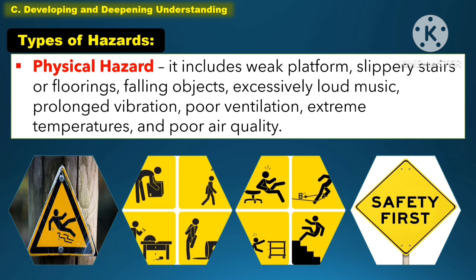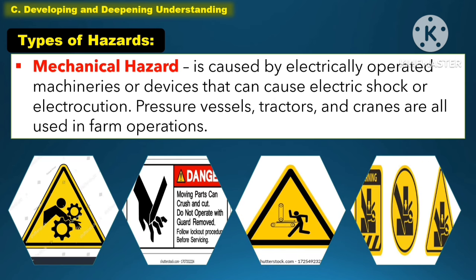The following are the types of hazard. The first one is the physical hazard. It includes the weak platform, slippery stairs or floorings, falling objects, excessive loud music, prolonged vibration, poor ventilation, extreme temperatures, and poor air quality.